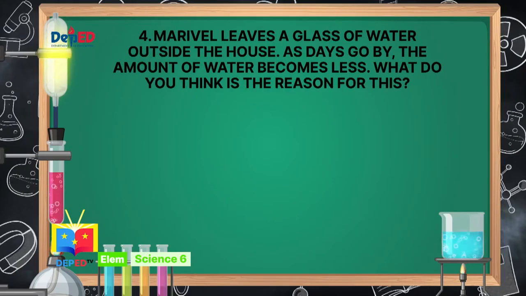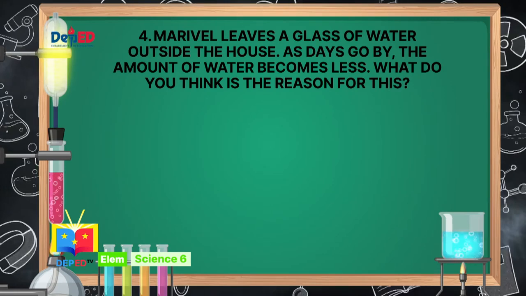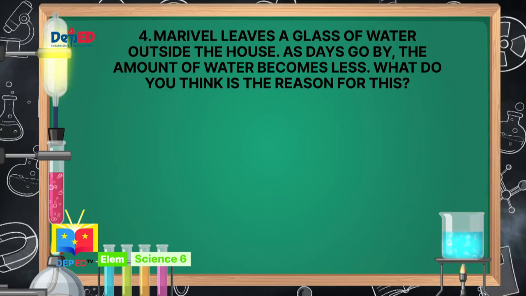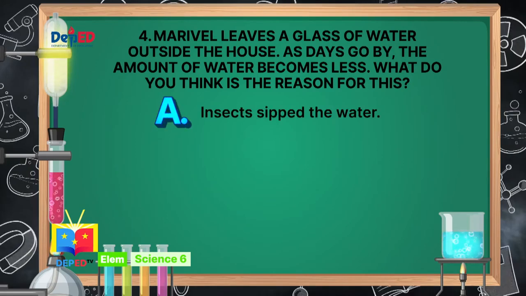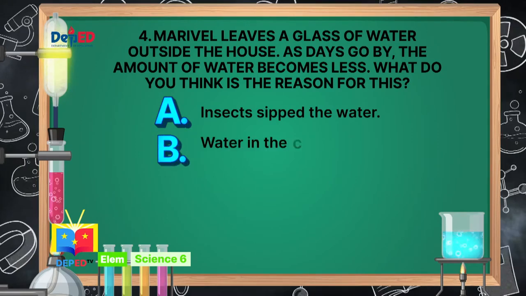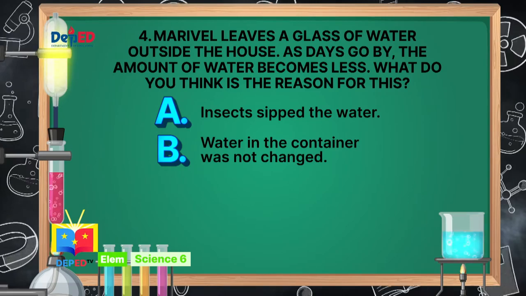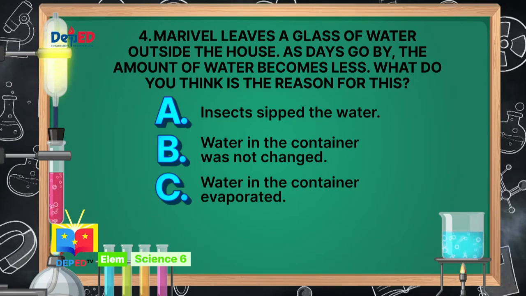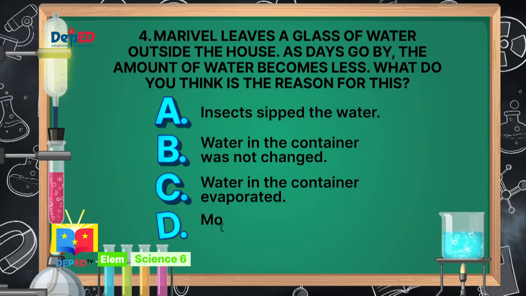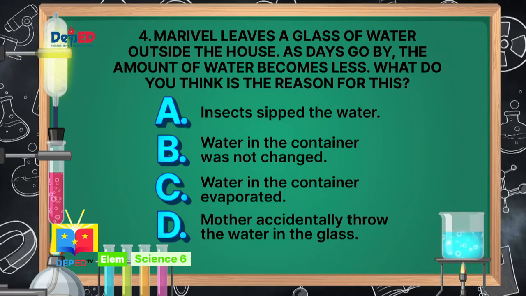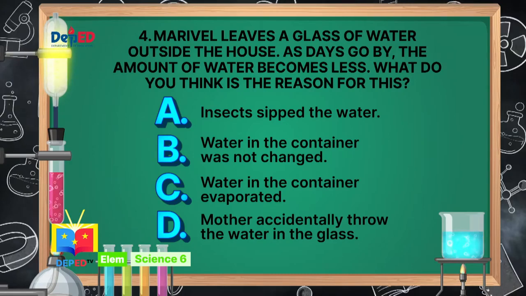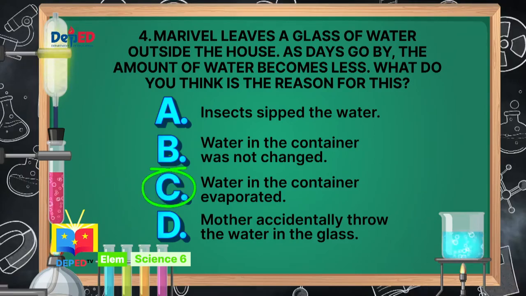Number 4. Maribel leaves a glass of water outside the house. As days go by, the amount of water becomes less. What do you think is the reason for this? A. Insects sipped the water. B. Water in the container was not changed. C. Water in the container evaporated. Or D. Mother accidentally threw the water in the glass. The correct answer is C. Water in the container evaporated.